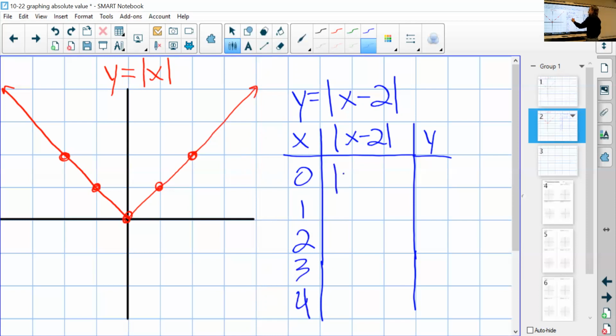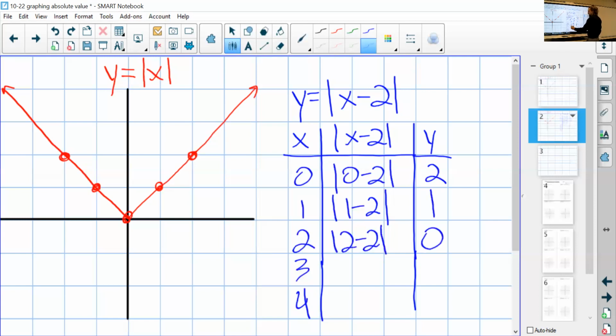So the absolute value of 0 minus 2. That'd be -2. The absolute value of -2 is +2. For 1, it'd be 1 minus 2. That's -1. The absolute value of -1 is +1. 2 minus 2 we said was 0. And then the rest is all positive, so it's just like you're subtracting. 3 minus 2 is 1. 4 minus 2 is 2.